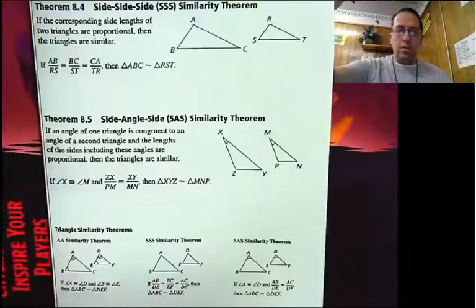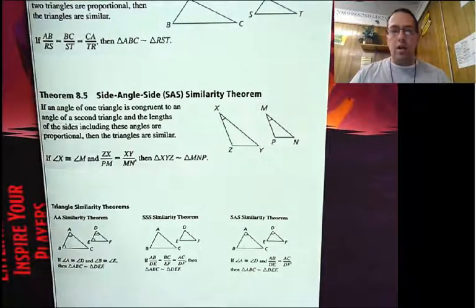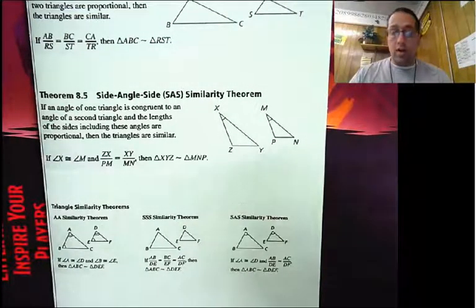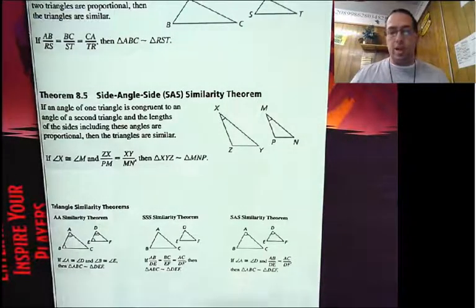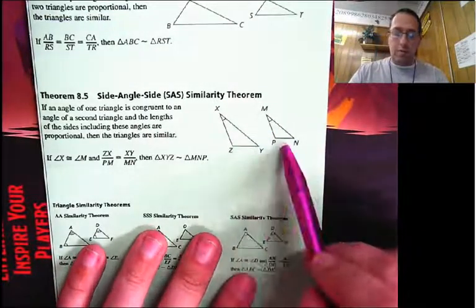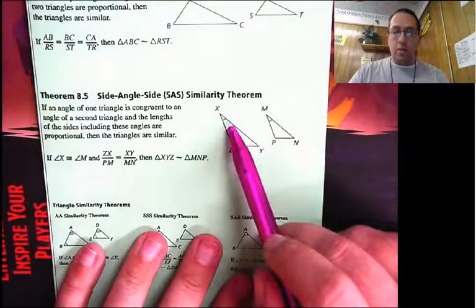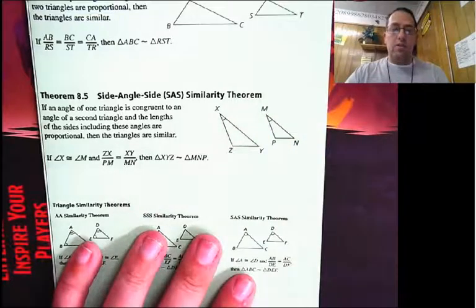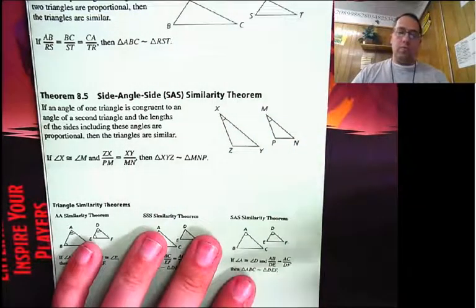The next one, side-angle-side, SAS similarity, says that if an angle of one triangle is congruent to an angle of another triangle, and the lengths of the sides that include that angle are proportional, then the triangles are similar. So this is a blend between the angle similarity and the side similarity. Here, I know these two sides are proportional. I have no clue about the bottom side. I know that this one angle is congruent to that one angle, but I don't have any idea about the other two angles. I can still conclude that the triangles are similar.